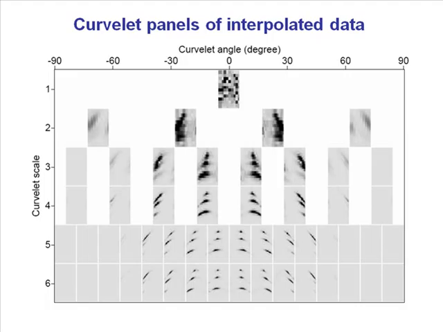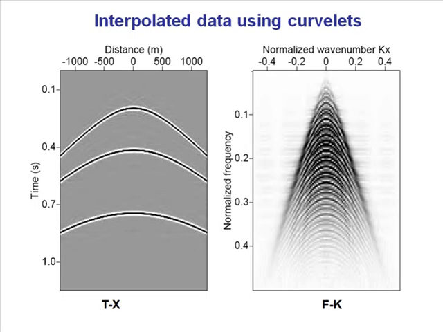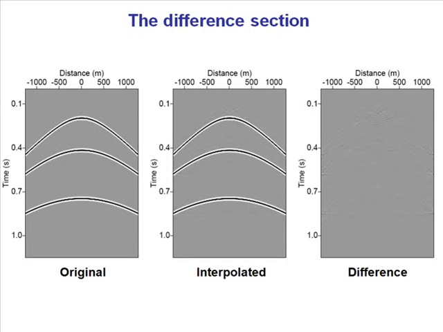And if you look at the interpolation, it's giving you the interpolated data, and all those overlaps coming and overlaying each other are gone now. And this is the difference section. This is the original data, and the difference is so low.